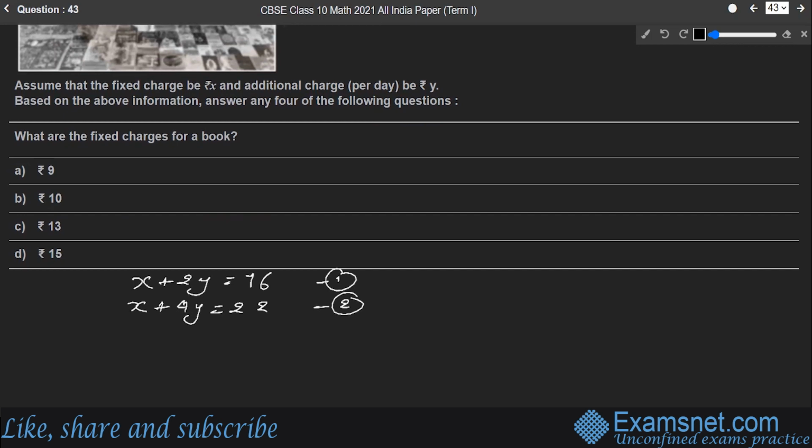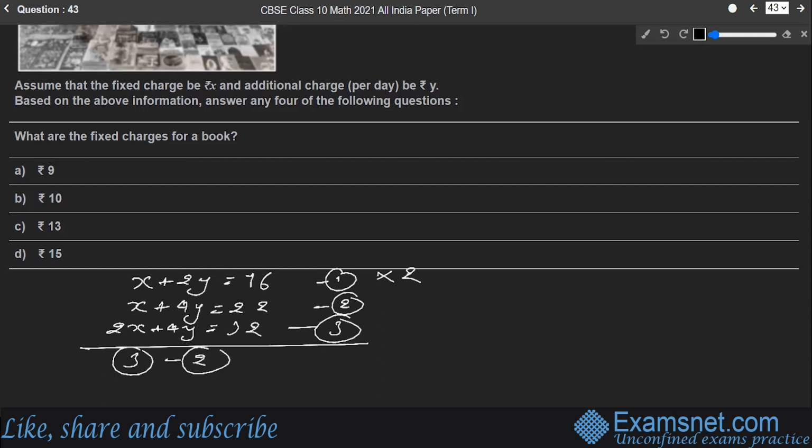We have to solve this. So how can we do that? Let us multiply equation 1 by 2 and subtract the equation. If we multiply equation 1, it becomes 2X plus 4Y is equal to 32. Let us name this as equation number 3. And then let us subtract equation 2 from it. So let us do equation 3 minus 2.